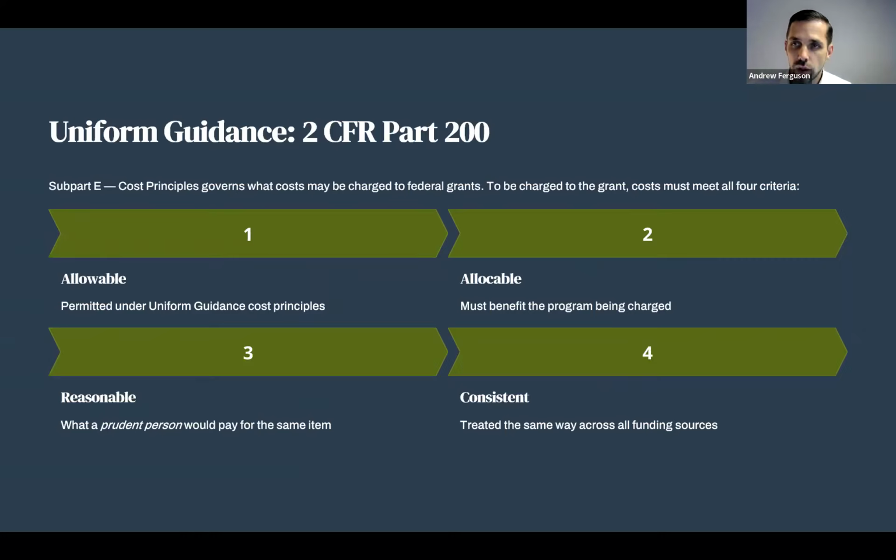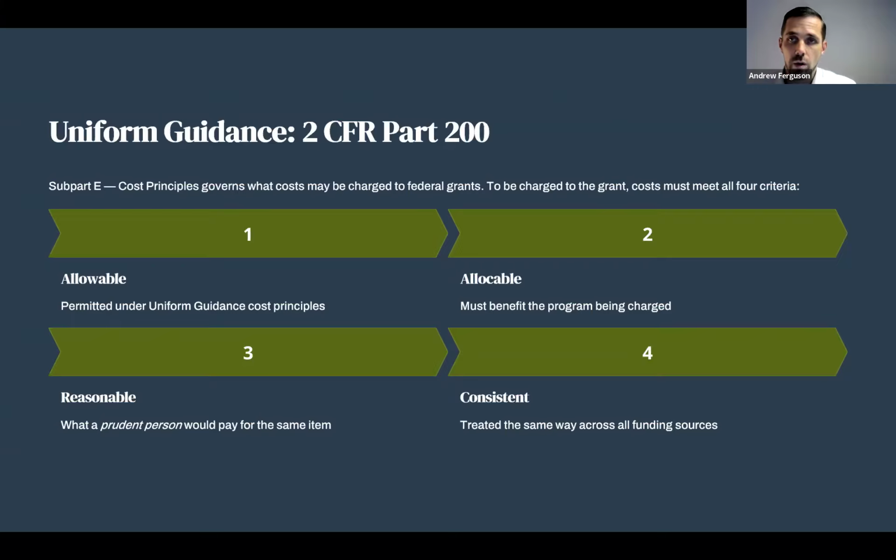Going to the other regulatory source, uniform guidance. This is obviously very much an overview and I'm sure a review for most of you. But uniform guidance and the cost principles included in there govern what costs can be charged to federal grants. Any cost that's charged to a grant has to meet the four following criteria: it has to be allowable, so permitted under uniform guidance cost principles, allocable, reasonable, and consistent.